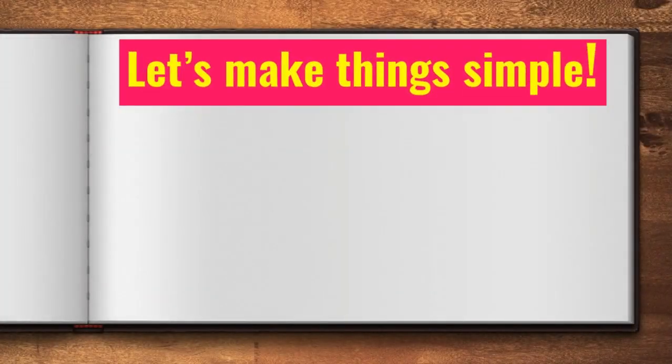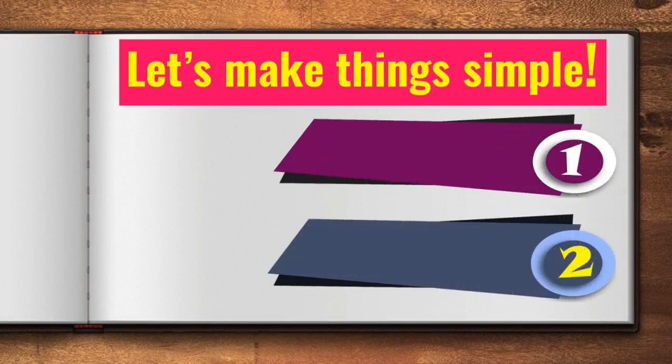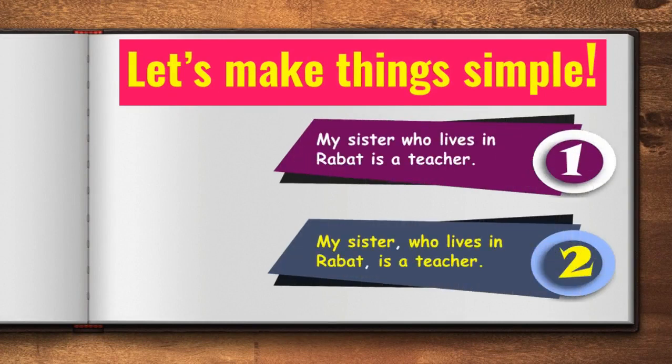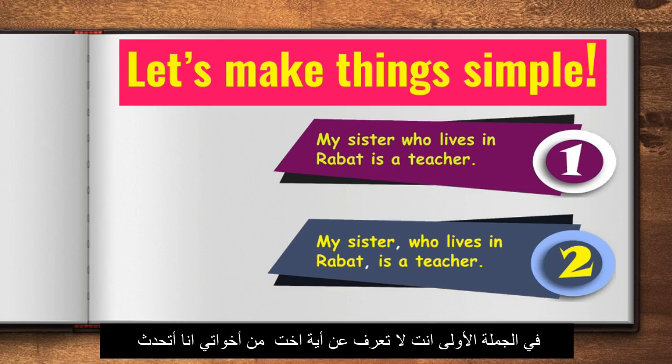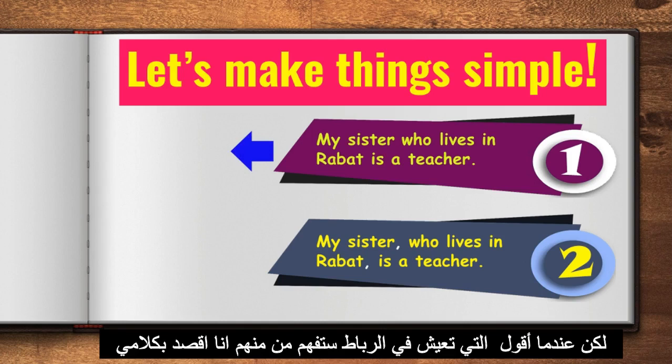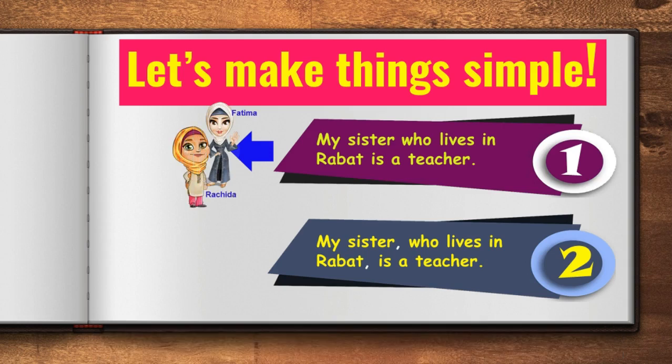Let's look at these two examples we've got here. In number one we've got a sentence: my sister who lives in Rabat is a teacher, and my sister, who lives in Rabat, is a teacher, in sentence number two. In sentence number one, the clause "who lives in Rabat" is very important. It tells you which one of my sisters I'm talking about, because I actually have three sisters and you don't know which one I'm talking about.